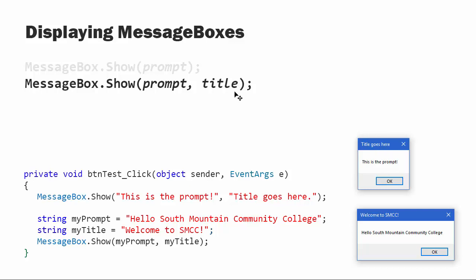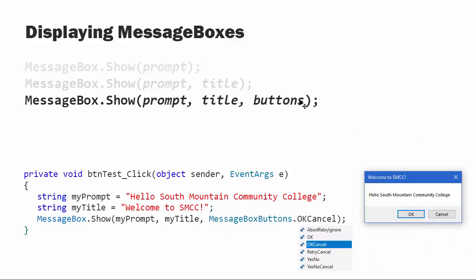Again, since the title is a string, I could create a string variable to contain that. In this case, I added a variable called myTitle. So string is the data type. The variable is called myTitle. That's the name of the variable. And it's assigned a literal value of Welcome to SMCC exclamation mark. And so my MessageBox.Show now shows the message prompt, separated by a comma, and the title, which is myTitle. And this is what we get. We get our prompt and our title, and by default we get an OK button.